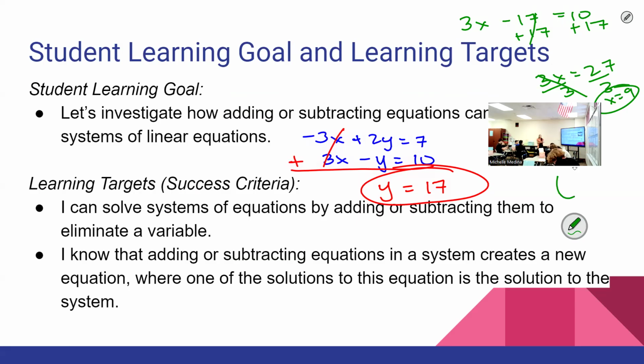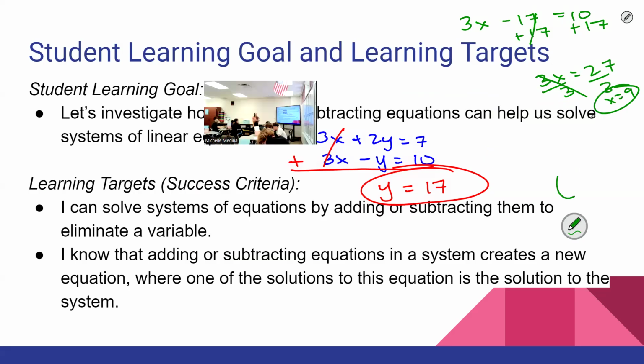As an ordered pair, how would it be written? Good, 9, 17, because it always goes x and then y, even if you solve for y first, like we did in this one. That's how you write your final answer. And that's how you can check in Desmos, probably is the fastest. That's how you can check that you've got the right answer, but knowing the algebra is still important.